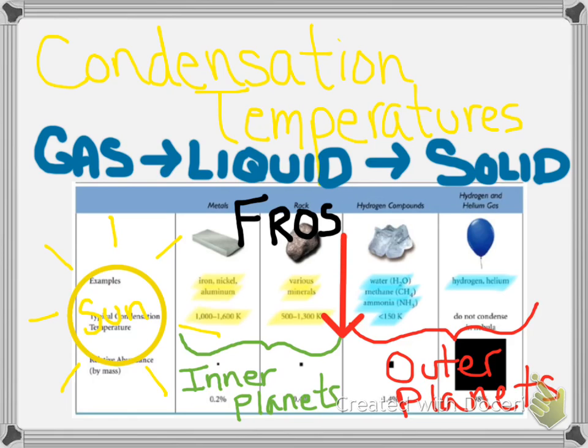They call it the frost line, meaning that within this point, no water can condense into a liquid or a solid. And outside of this point, water is allowed to condense out of its gas form and form into planets and moons.